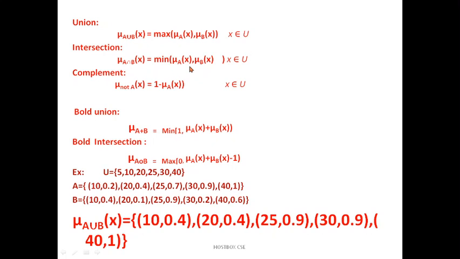And intersection, the same as we study in mathematics: mu A intersection B of x equals minimum of mu A of x comma mu B of x. And the complement formula: mu not A of x equals 1 minus mu A of x, where x belongs to U, is the common one.